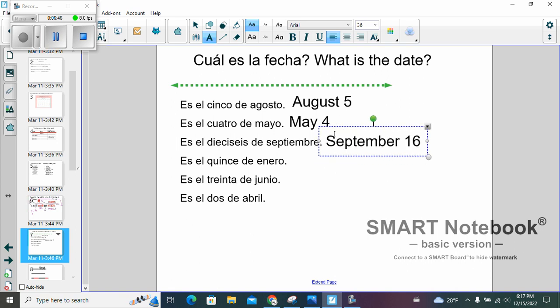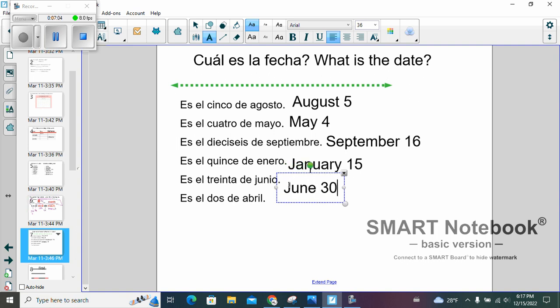This is why we learn our numbers first, so we can do this. And then we have es el 15 de enero. This would be January 15th. And then we have es el 30 de junio, and this would be June 30th. And then finally, es el 2 de abril would be April 2nd. So hopefully you were able to read those sentences and understand what they were telling you.